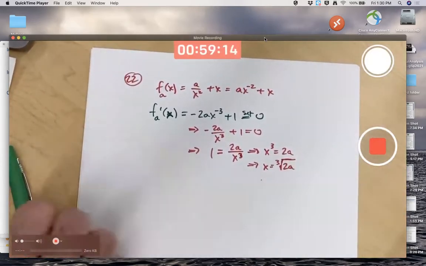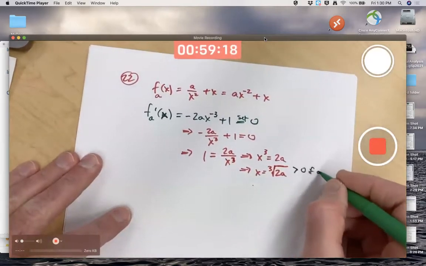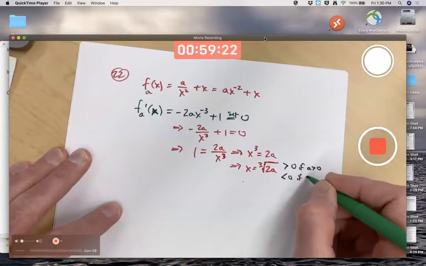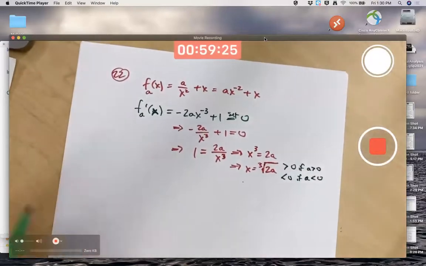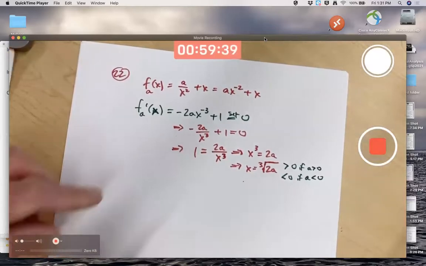and so x must be the cube root of 2a. And that will be a positive critical point if a itself is positive, and a negative critical point if a itself is negative. That might be worth realizing. It is a critical point. It is a spot where the derivative is 0. Are there any spots where the derivative is undefined? Actually, there is. When x is 0, it's undefined.